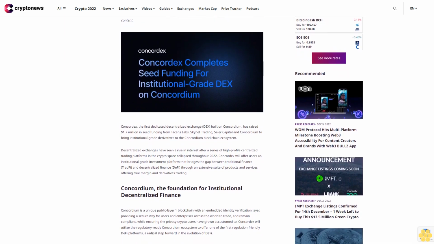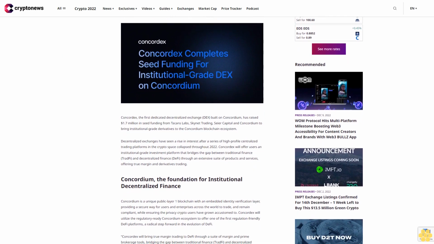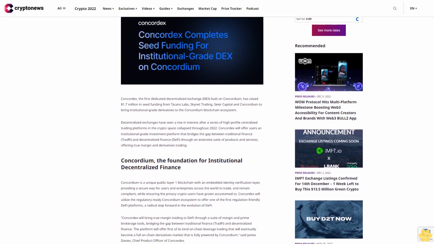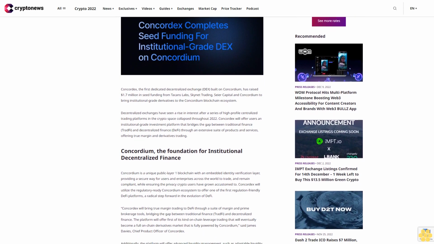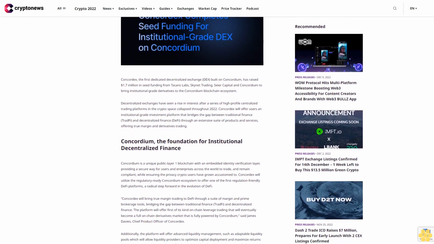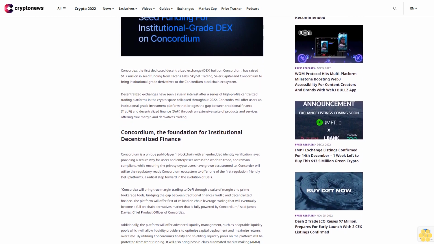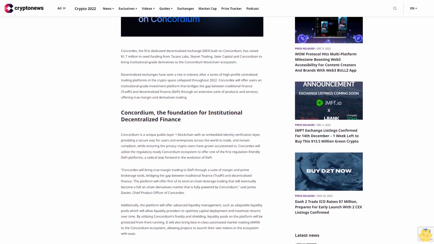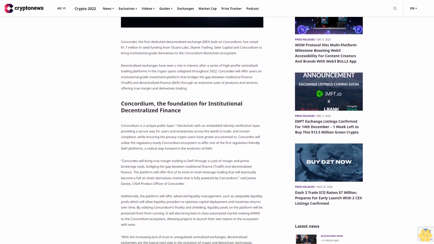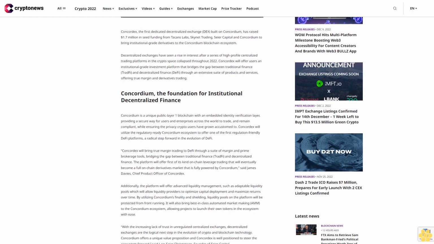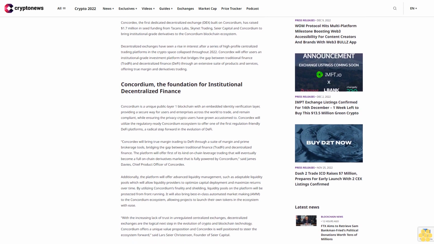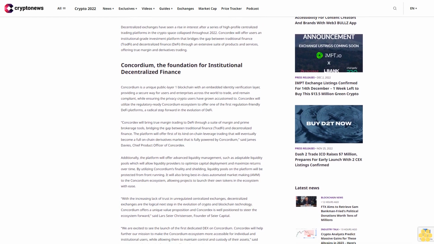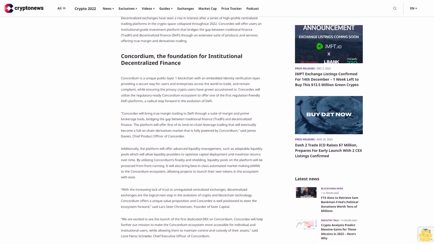Concordex, the first dedicated decentralized exchange, DEX, built on Concordium, has raised $1.7 million in seed funding from Tacans Labs, Skynet Trading, Seier Capital and Concordium to bring institutional-grade derivatives to the Concordium blockchain ecosystem. Decentralized exchanges have seen a rise in interest after a series of high-profile centralized trading platforms in the crypto space collapsed throughout 2022. Concordex will offer users an institutional-grade investment platform that bridges the gap between traditional finance, TradFi, and decentralized finance, DeFi, through an extensive suite of products and services, offering true margin and derivatives trading.